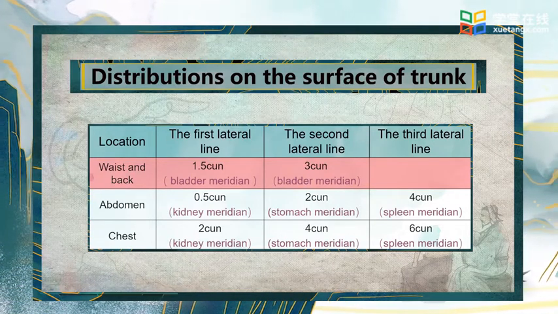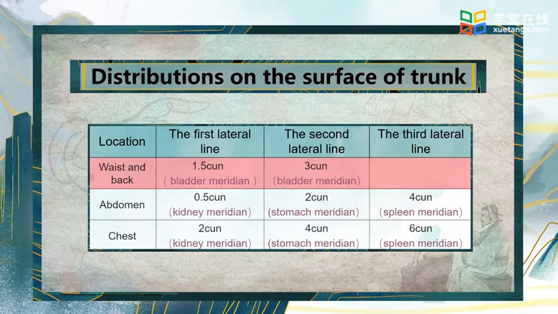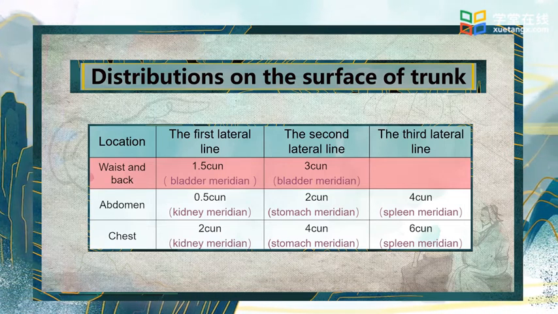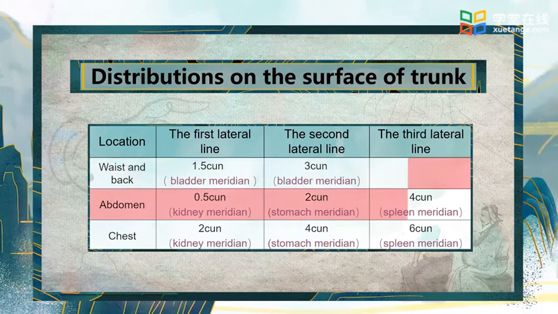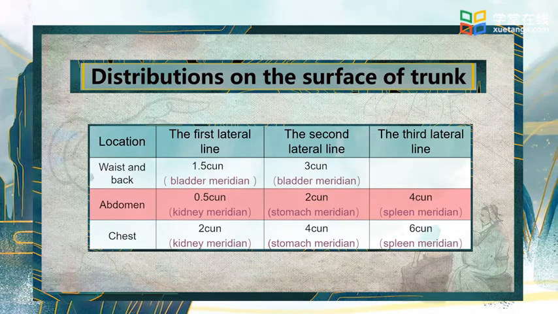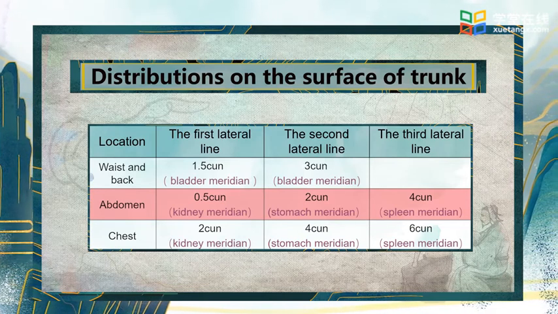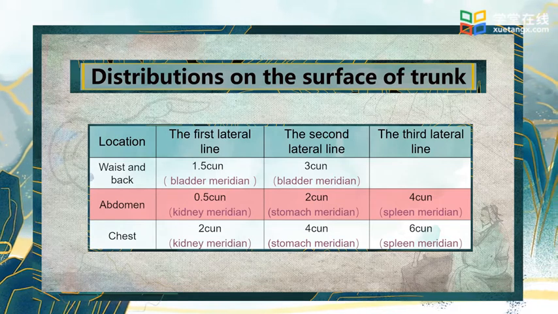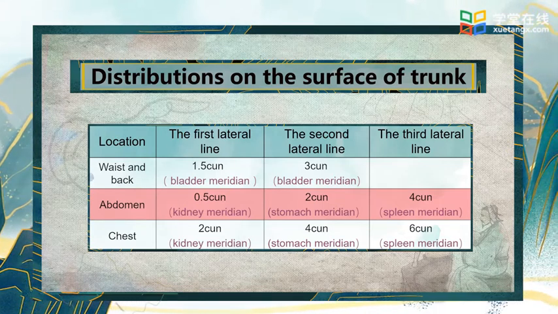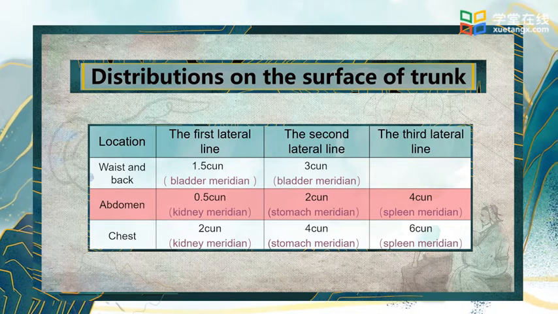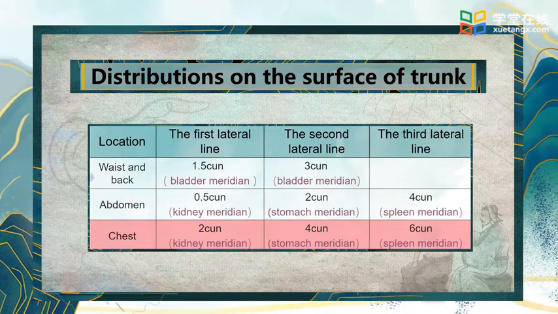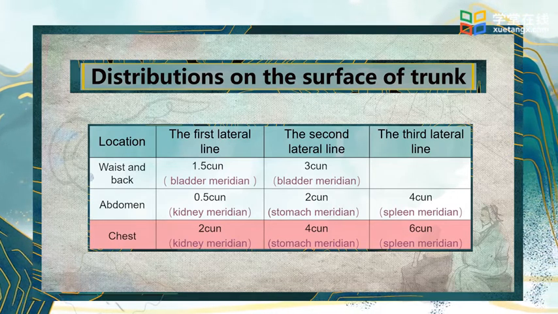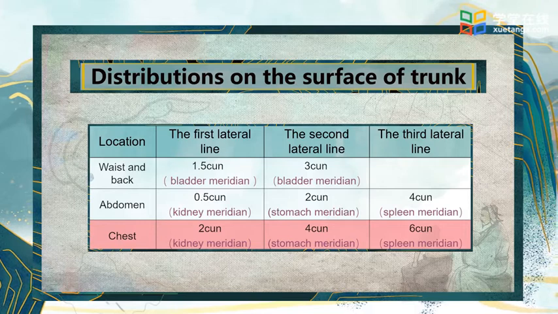The meridian of foot Tai Yang is distributed 1.5 cun and 3 cun lateral to the posterior midline. On the surface of abdomen, kidney meridian runs along 0.5 cun lateral to the anterior midline, stomach meridian along 2 cun and spleen meridian 4 cun. On the surface of chest, the distances are 2 cun, 4 cun, and 6 cun respectively.